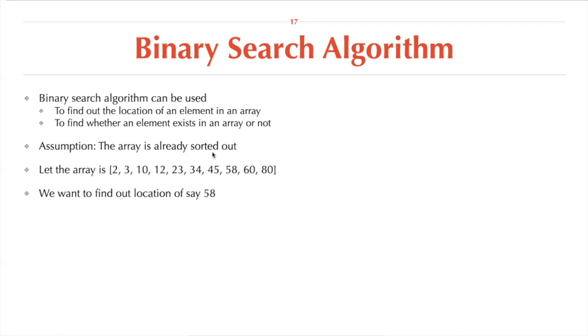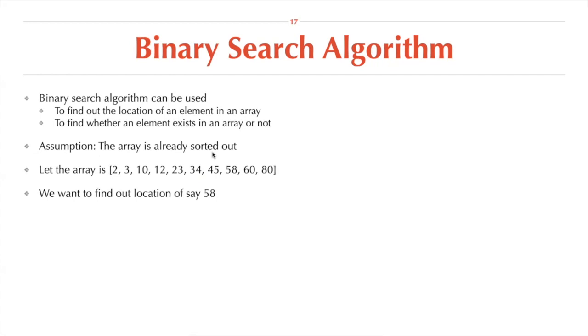To search any element in an array, you have to do some comparisons. You can traverse all elements of the array, compare the element to be searched to each element of the array, and whenever you find the element, you can stop your searching. That is also one way. But if the array is very large, the number of comparisons will be very high.